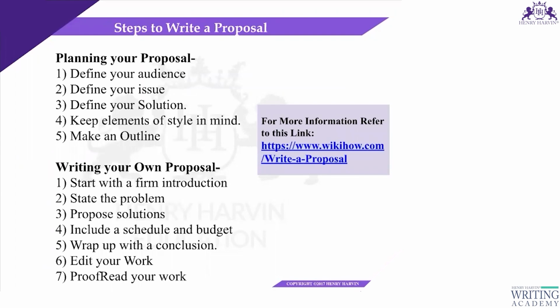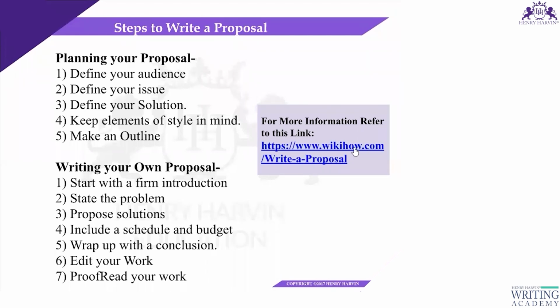So steps to write a proposal. Planning your proposal: you define the audience, define the issue, define the solution, keep the elements of style in mind, then make an outline. Writing your own proposal: start with a firm introduction, the statement of problem, propose solutions, include a schedule and budget, wrap up with a conclusion, edit your work. And towards the end, after you do the editing and everything, you want to proofread it to make sure everything is well in order, that you haven't missed out on any points and all of that.